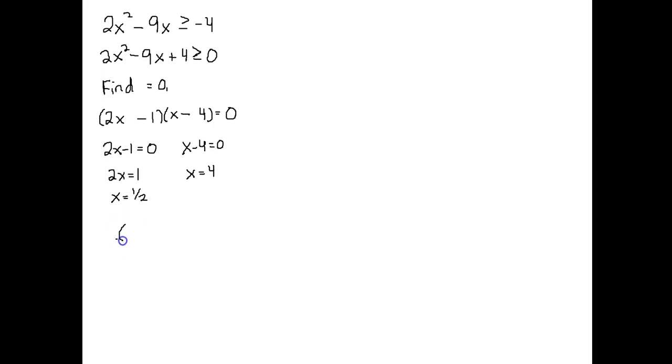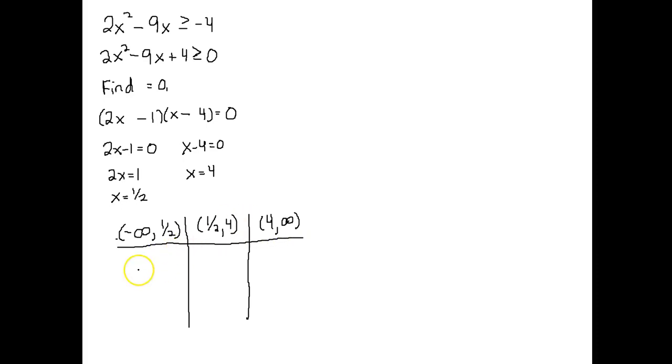Then we could do intervals from -infinity to 1/2, from 1/2 to 4, and from 4 to infinity. So it's intervals of the domain. I'm going to pick 0, 1, and 5 out of those intervals. If I plug in 0, I'm going to get something positive. If I plug in 1, something negative. If I plug in 5, something positive.